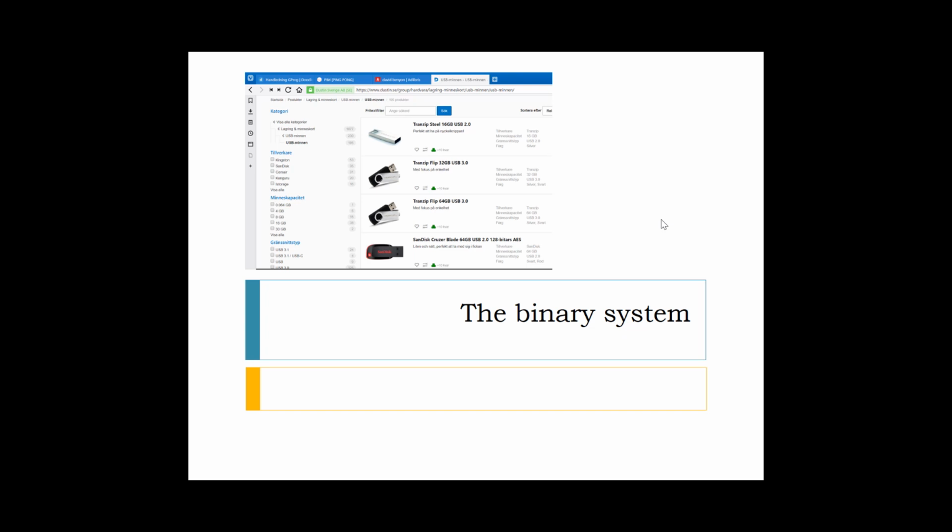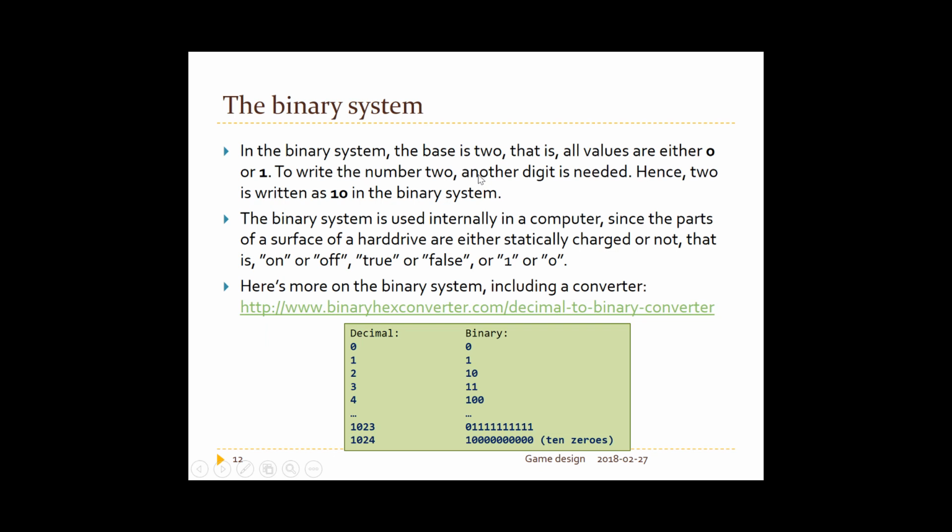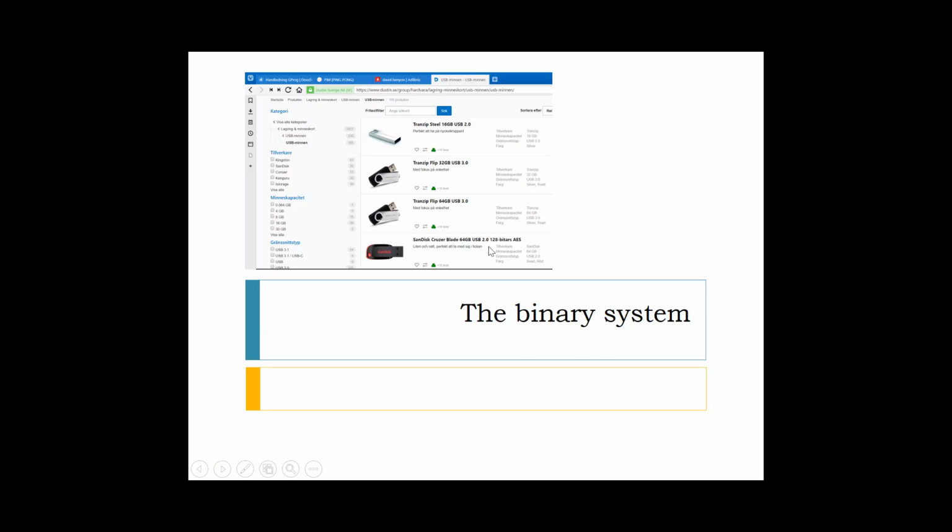So how about the binary system? Well, as you see here in my image, you have a 16 gig USB memory drive, 32 gigabyte, 64 gigabyte. So it's 16, 32, 64, and not 15, 30, 60 or something like that. And why is that? And the final one is also 128-bit, whatever AES is. So there is something about the power of 2 here. So 16, 32, 64, 128.